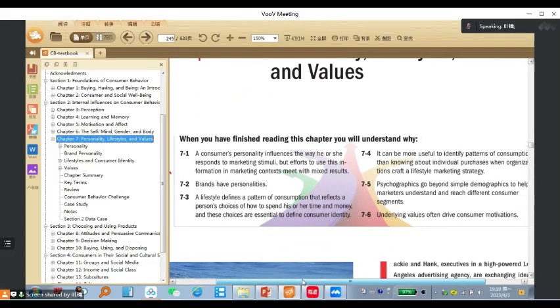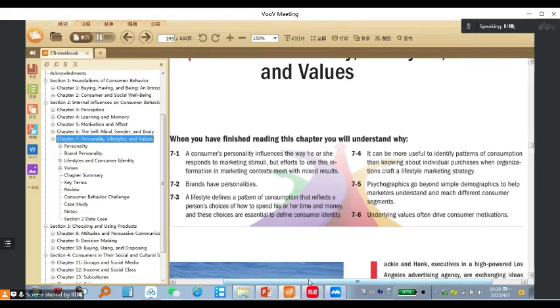And we should know that a consumer's personality influences the way he or she responds to marketing stimuli. But efforts to use the consumer's personality in marketing contexts meet with mixed results. Brands have personalities, so we buy products with specific brands which are consistent with ourselves, especially those that match our personalities.